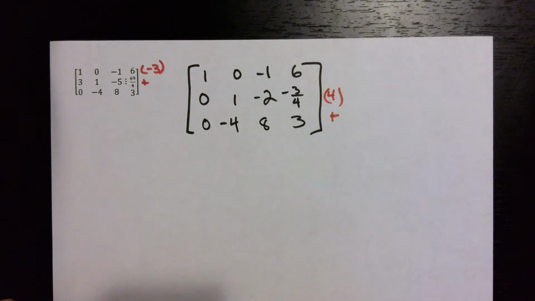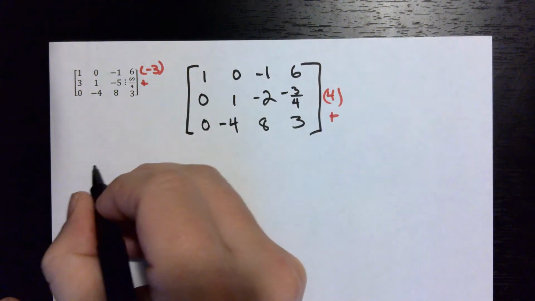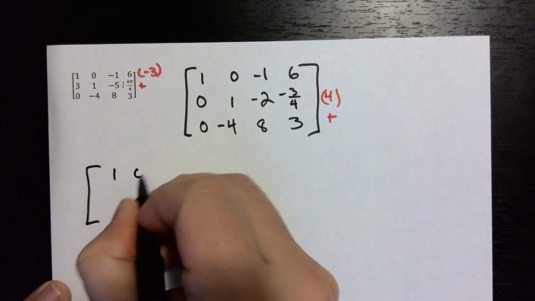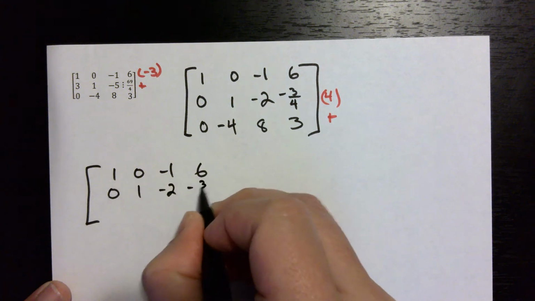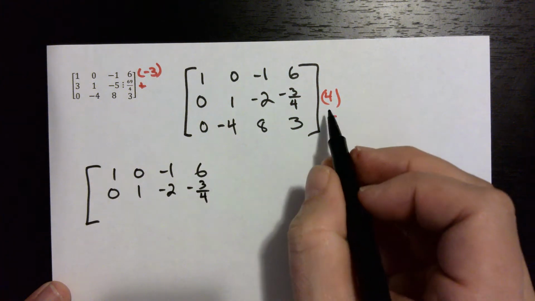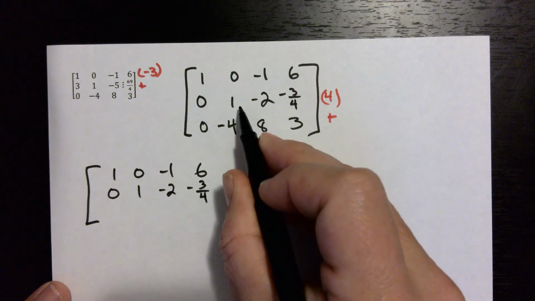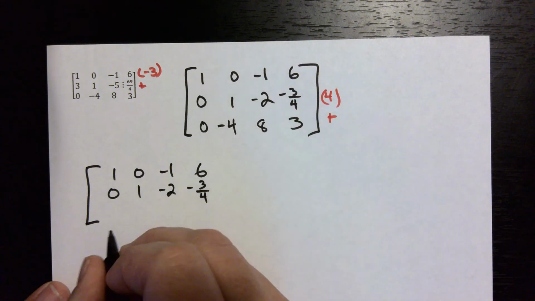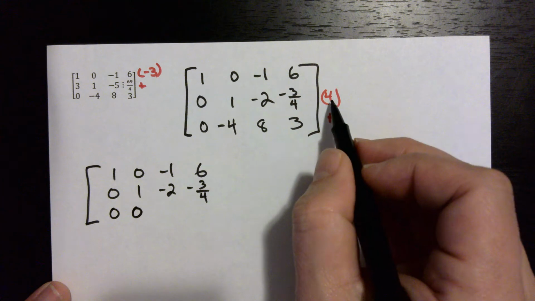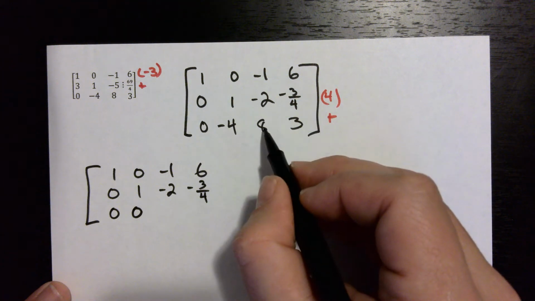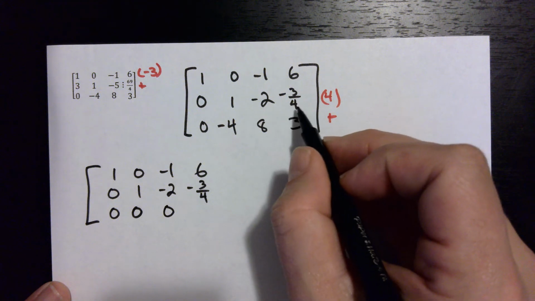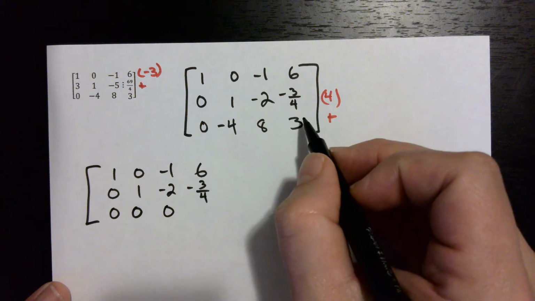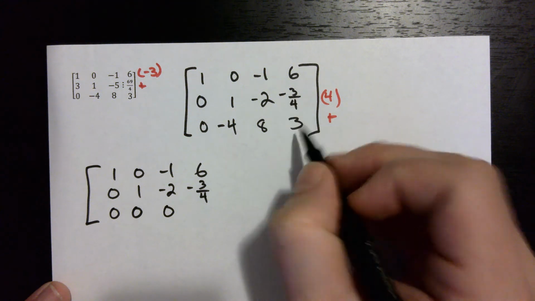Keep in mind that the top and middle are not going to change. So you get 1, 0, -1, 6, 0, 1, -2, -3/4. So we multiply and then add. 4 times 1 is 4, plus -4 is 0. 4 times -2 is -8, plus 8 is 0. And then 4 times -3/4 is -3, and -3 plus 3 is 0.